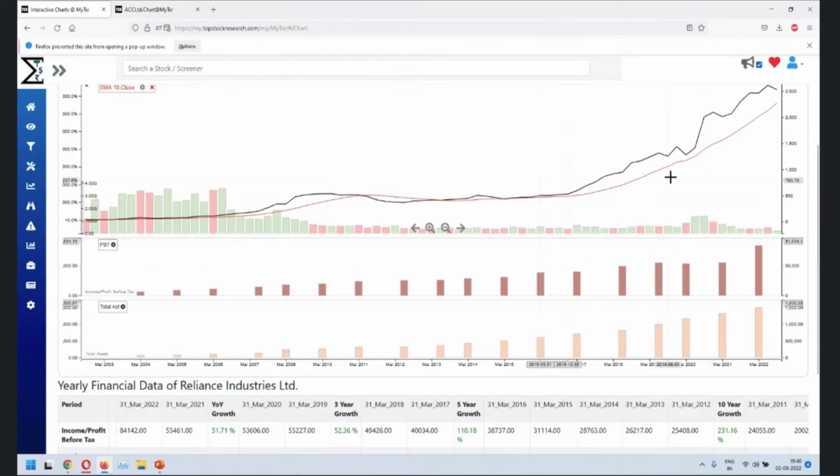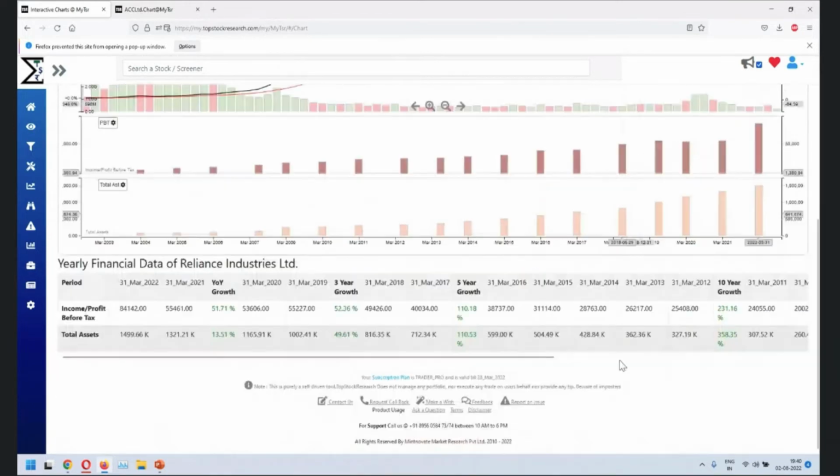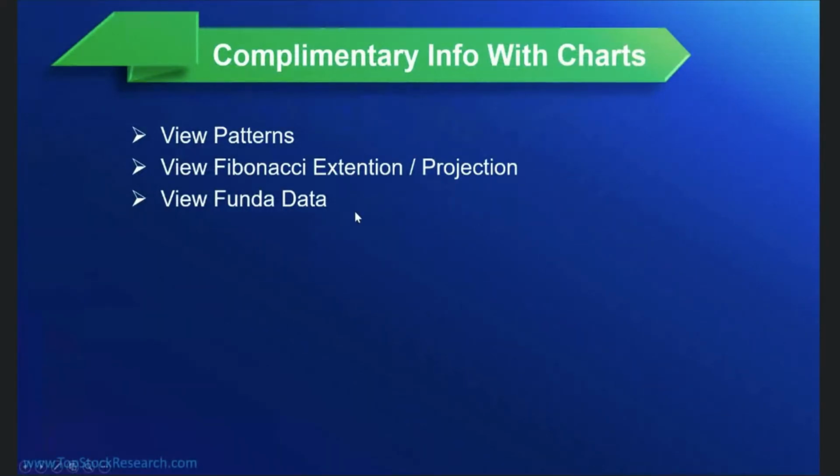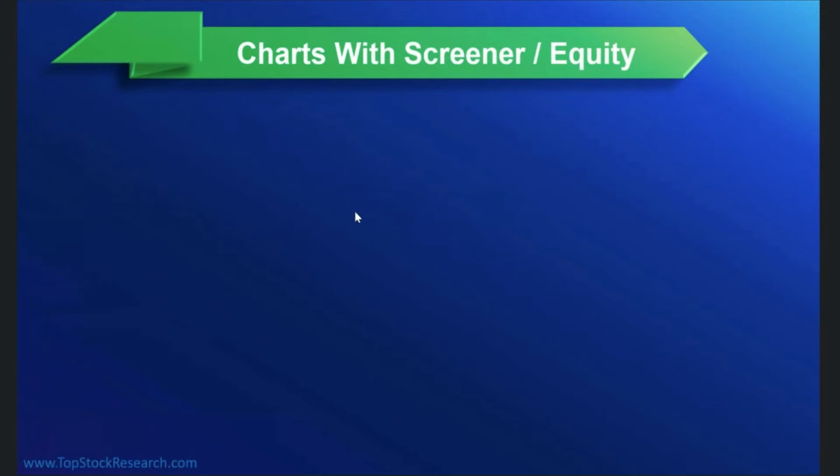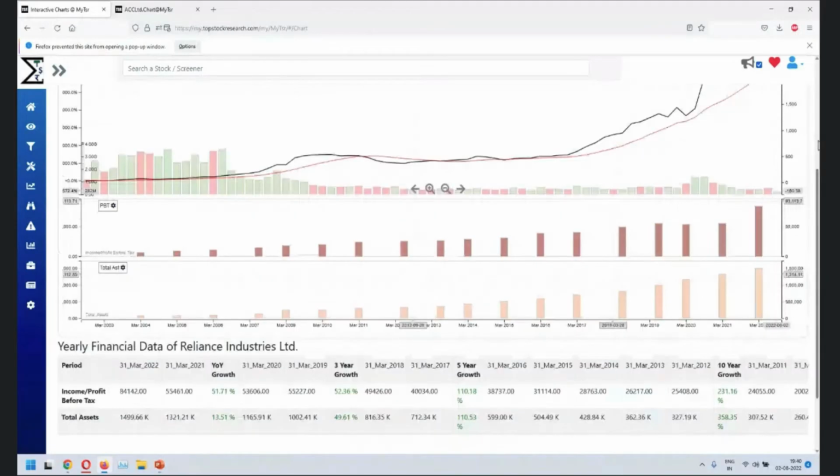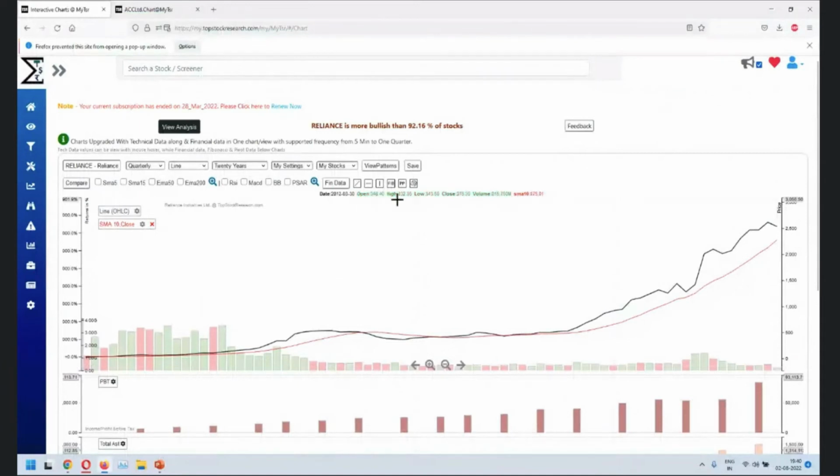Right? So this is how you'll see technicals and fundamentals together, the values we mentioned, the complementary funda data and the complementary views. All right, what else we have is, I think we have a pivot point also. Pivot point is not very great. You can just get the last pivot point.